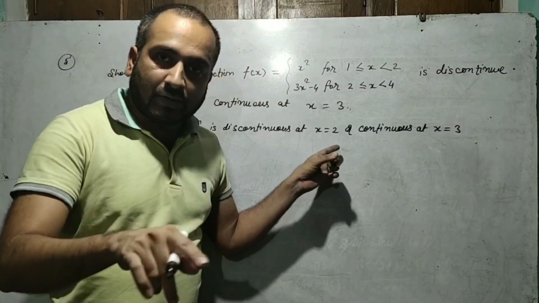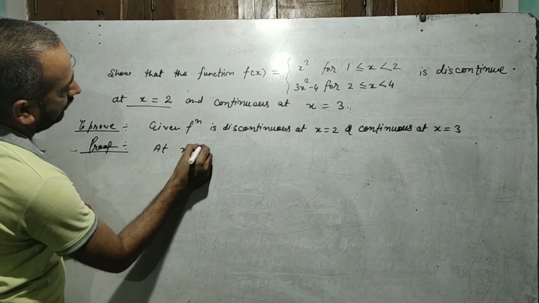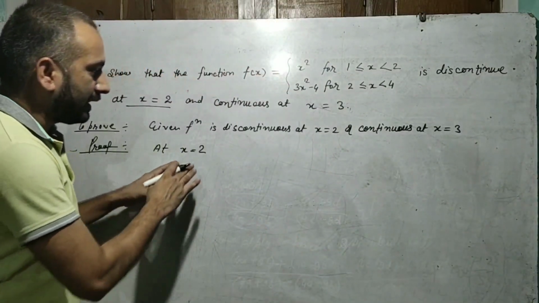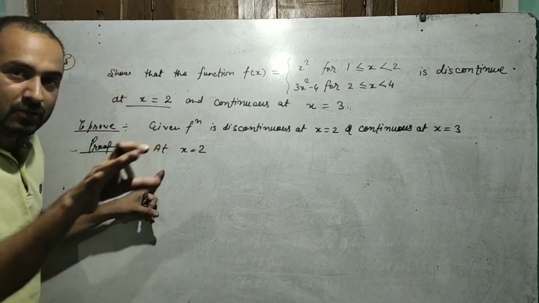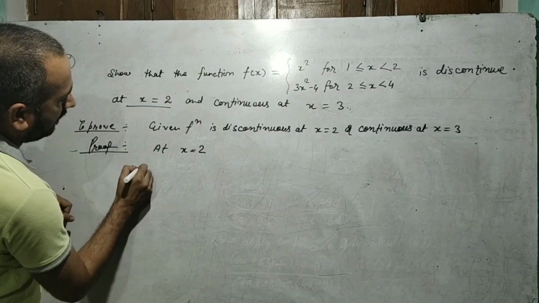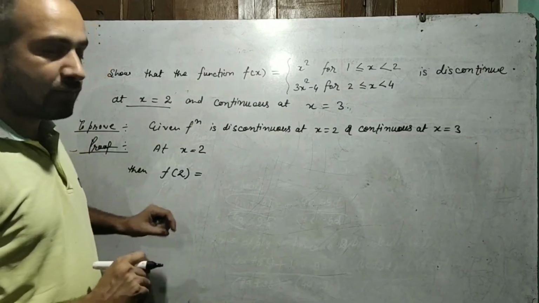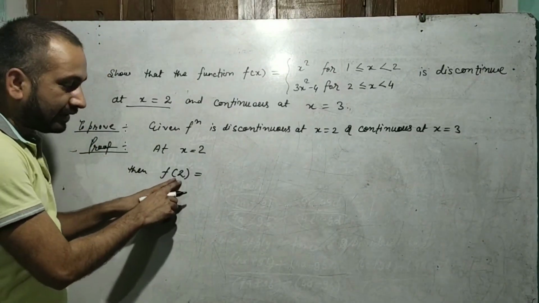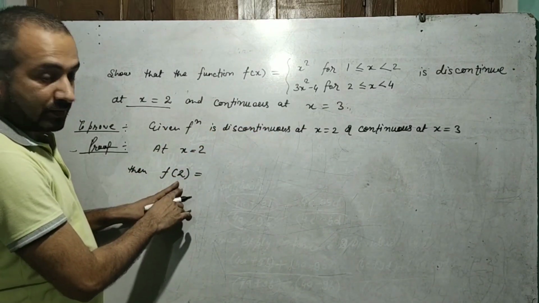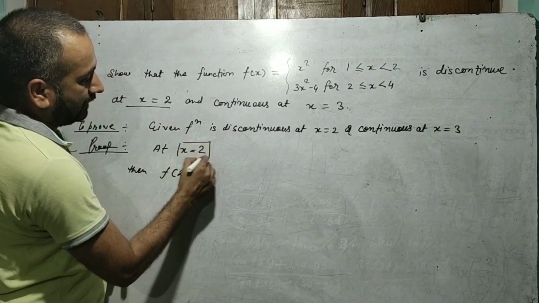At first I will prove this function is discontinuous at x = 2. So students, at first we need to find the value of the function at the given point, f of 2. Tell me, what is the value of the function at x = 2? Let's see where x = 2 lies.